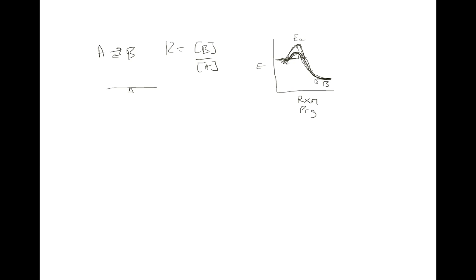If we were doing this in reverse, we would calculate the activation energy from where B is to the top of the peak, and a catalyst also lowers the activation energy from B going back to A. So a catalyst has no effect on the equilibrium.